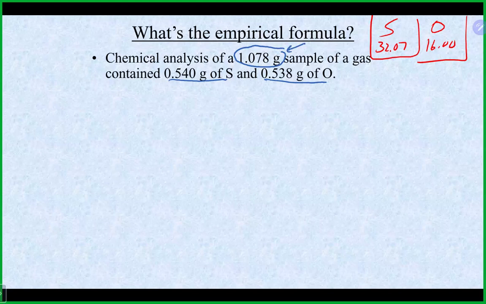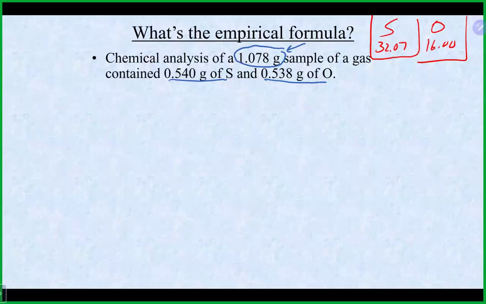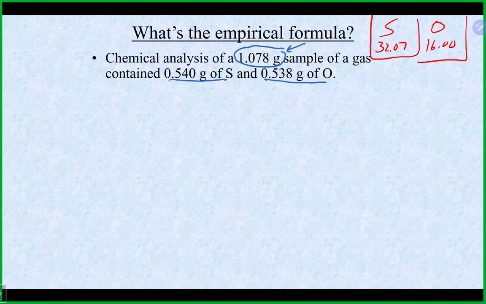And in this case, we do get the total mass of 1.078, which is made up of 0.54 grams of sulfur and 0.538 grams of oxygen. So once we make sure we're not missing anything, and by the way, if you were, you could add up those grams, the 0.54 and 0.538, and subtract it from the total mass, and that would give you the mass of the missing element.